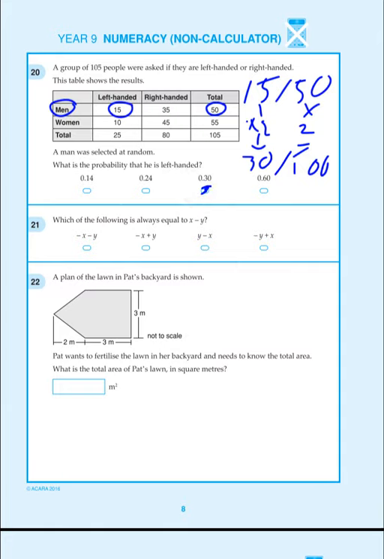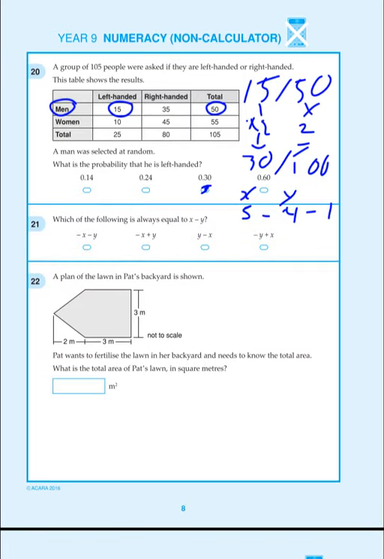Which of the following is always equal to x minus y? Well, let's just use numbers. Let's call x 5 and y we'll call 4. So 5 take 4 equals 1. This first one, minus 5 minus 4. 2 minuses make a plus. That will end up making minus 1.